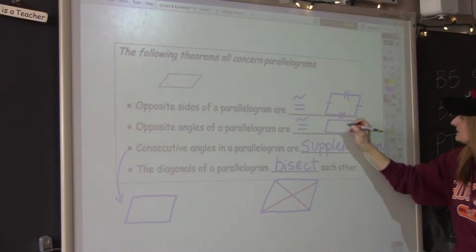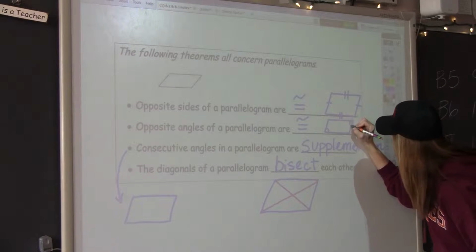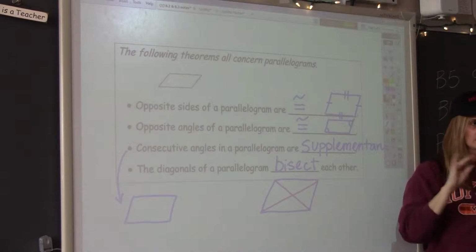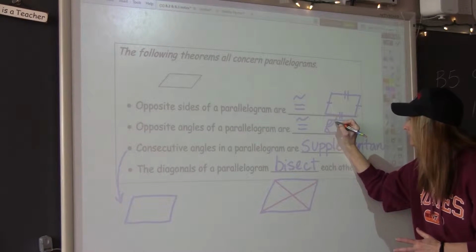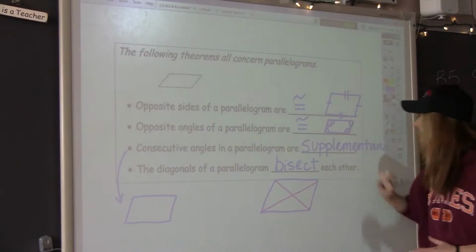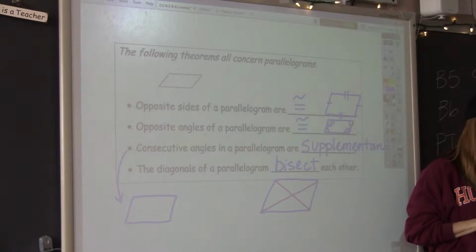congruent. Okay. So I need to represent the opposite angles are congruent, okay? So these two are the same as well, but they're different than the other two. Good?